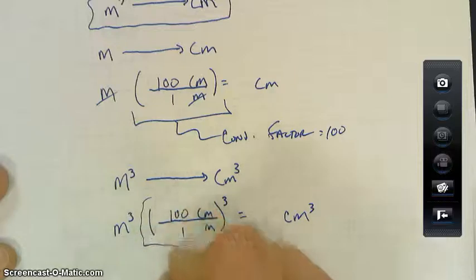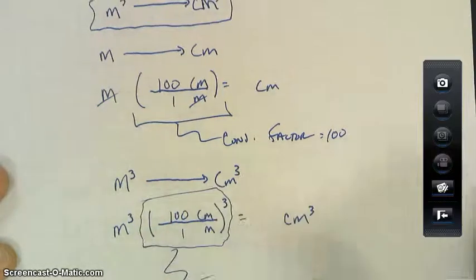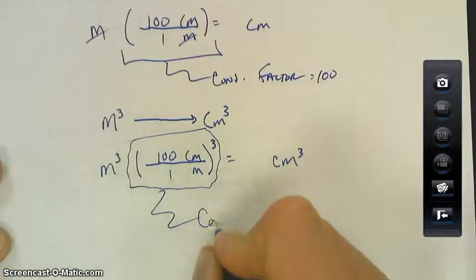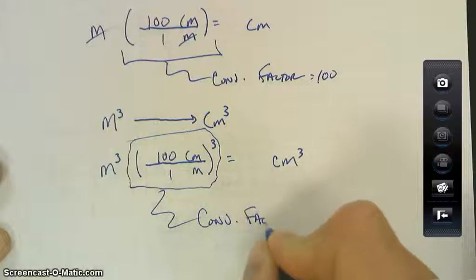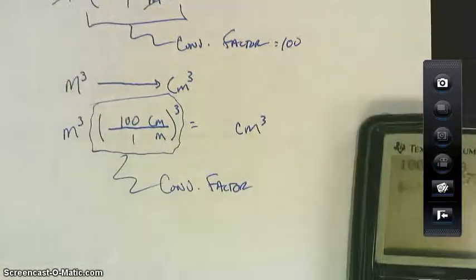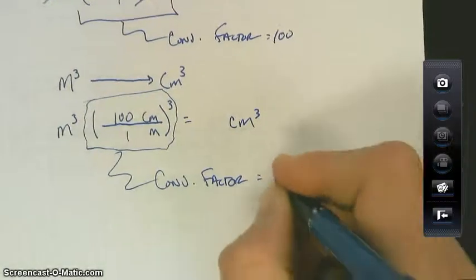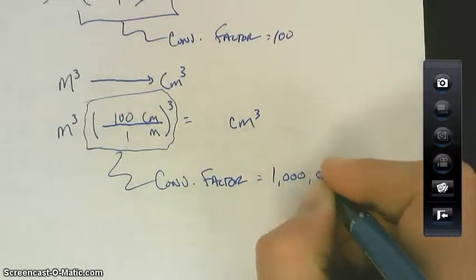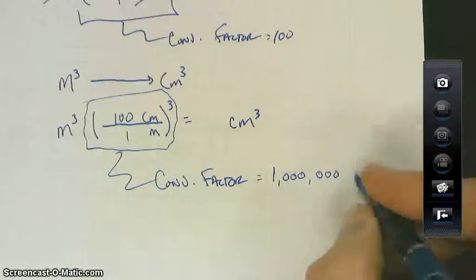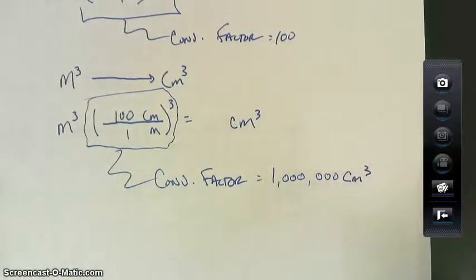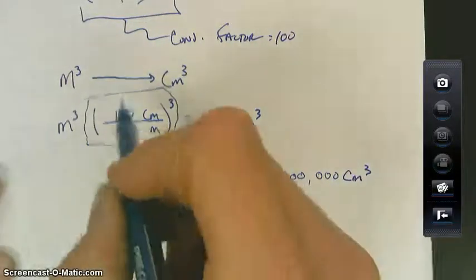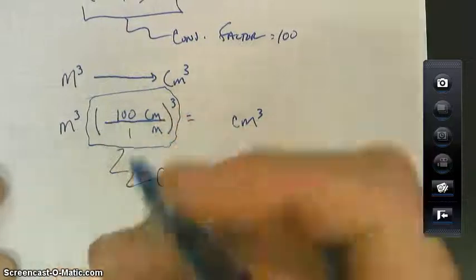So I'm going to just real quick show you this. Again, that's my conversion factor. If I have 1 meter cubed, I actually have 1 million centimeters cubed. And again, that would be our conversion factor. What I did there was I took 100 over 1, or 100, and cubed it.